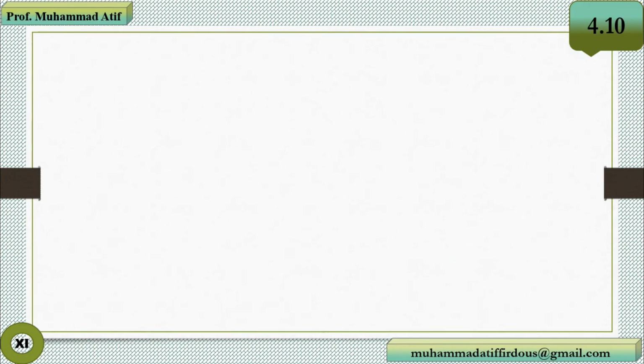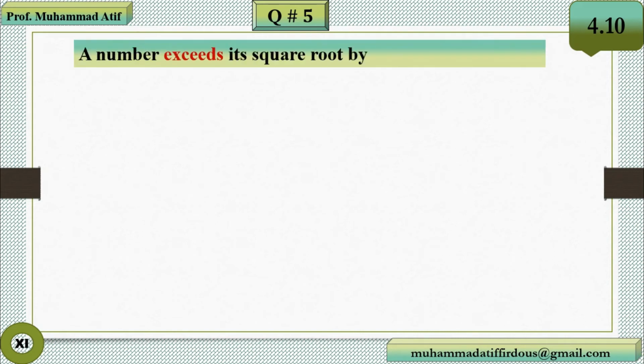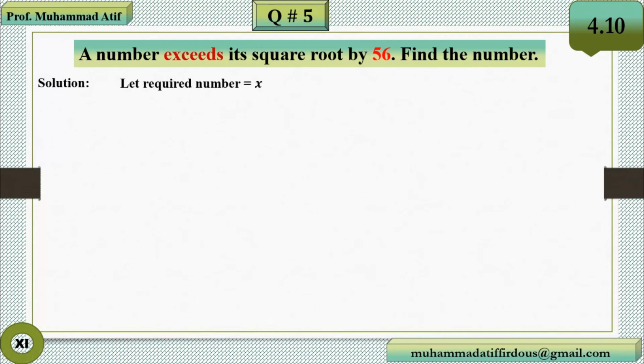Students, now we start our next question, question number 5, which states that a number exceeds its square root by 6. You have to find the required number. So first, you have to suppose the required number, say x. So let the required number be x, and the second thing in your statement is the square root of that number. Then what will be the square root of x? Yes, the square root of x is under root x.